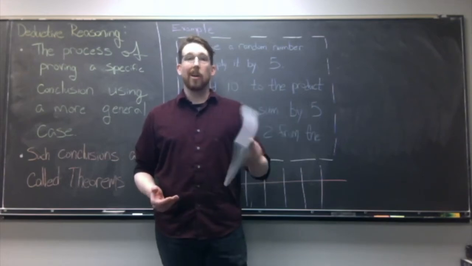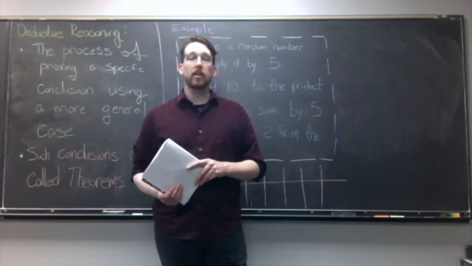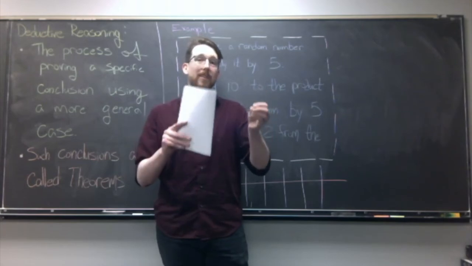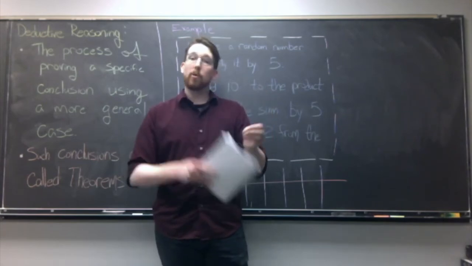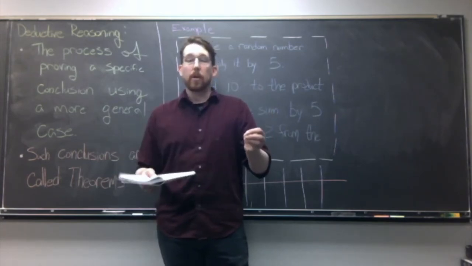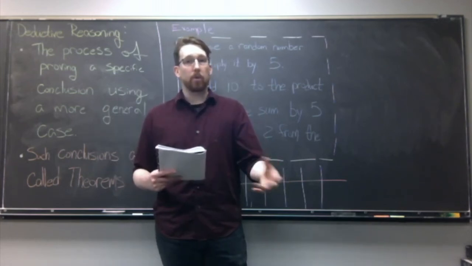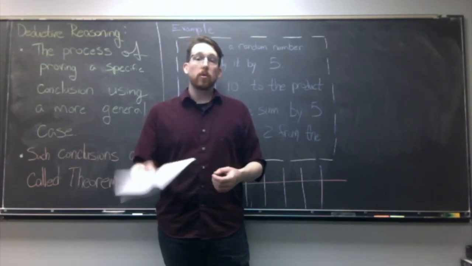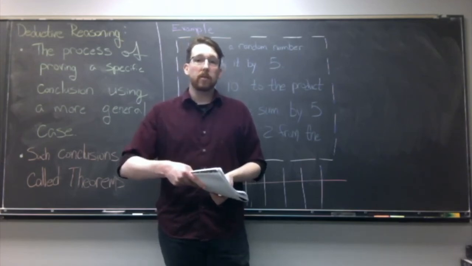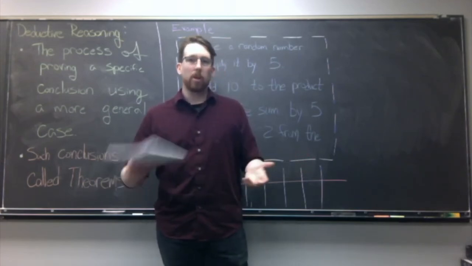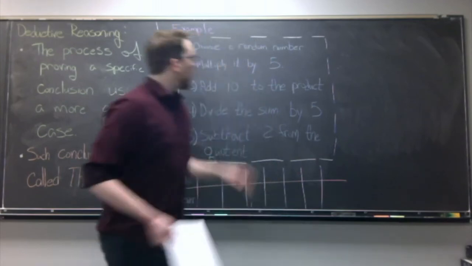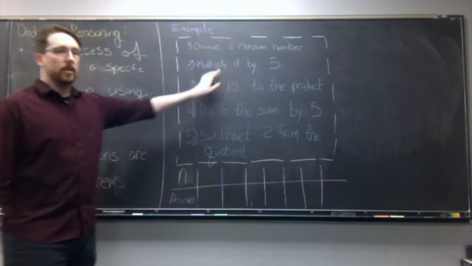So, the idea of deductive reasoning is to take a very specific statement and to prove conclusions about it using a more general version of that statement. When we do this, those conclusions that we prove to be correct, we call those theorems. So as an example of this, let's consider this particular example.